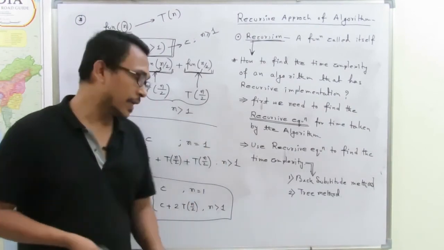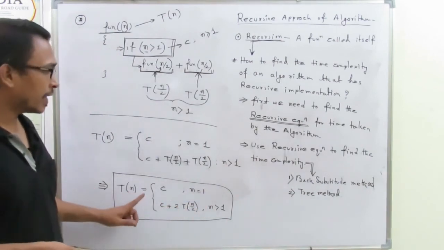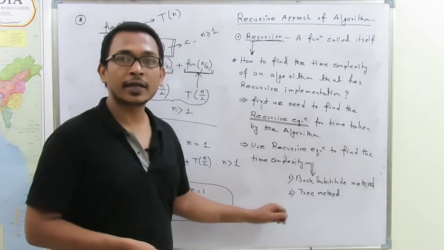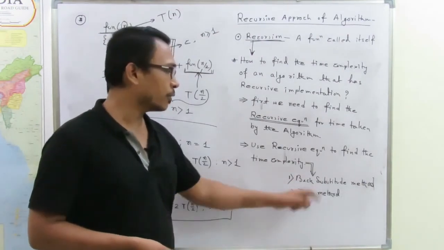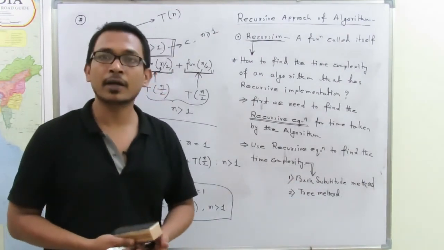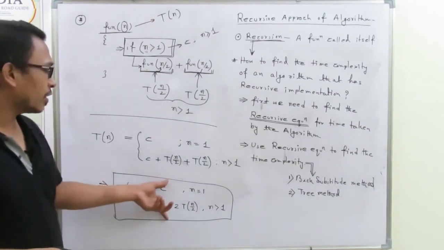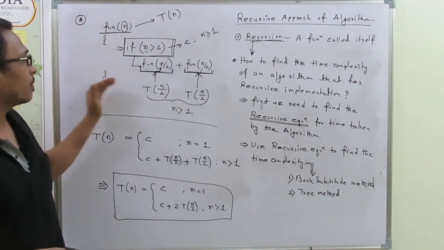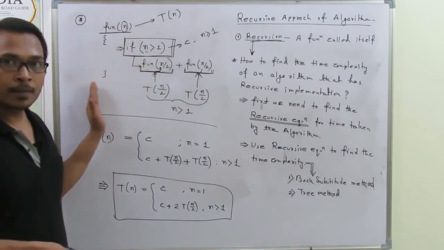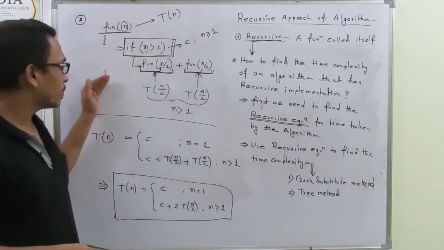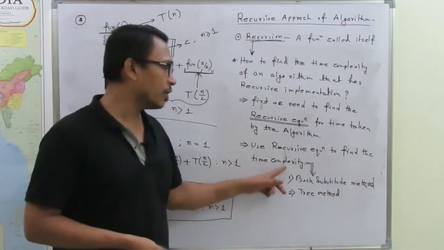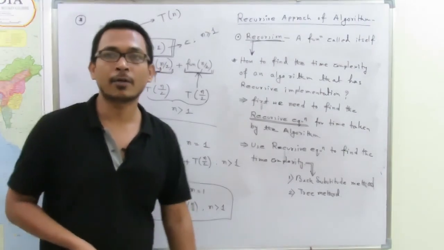If the recursive equation is directly given, at that time we can directly apply any of these two approaches to find the time complexity. But if the recursive equation is not given, first we need to find the recursive equation from the given algorithm. First we need to find the recursive equation. After that we can use any of these two approaches to find the time complexity.